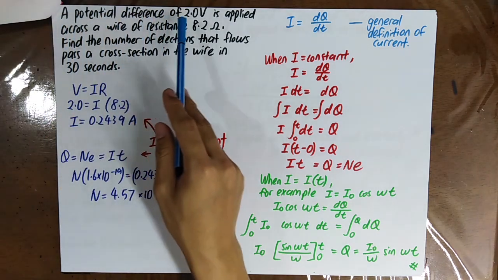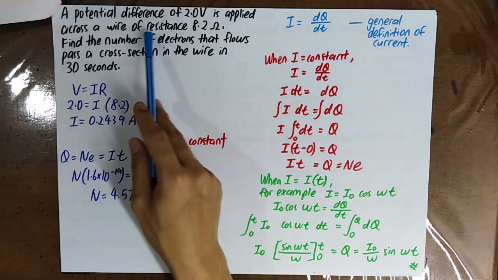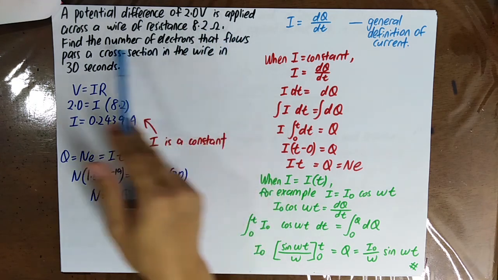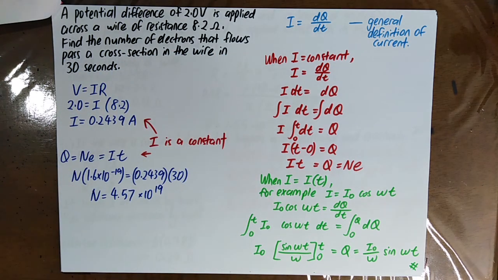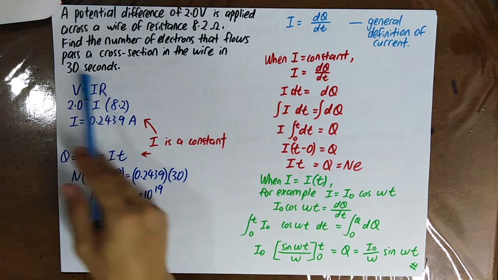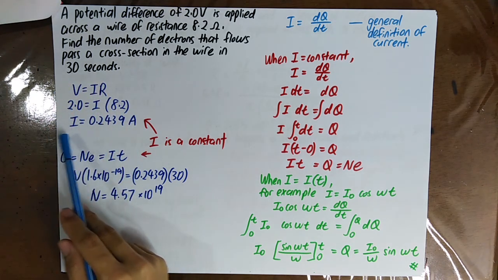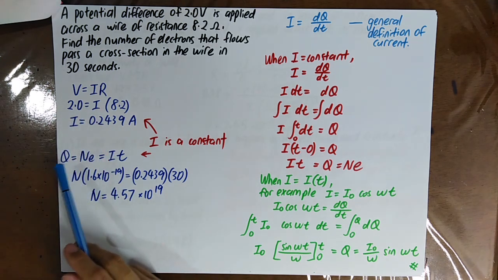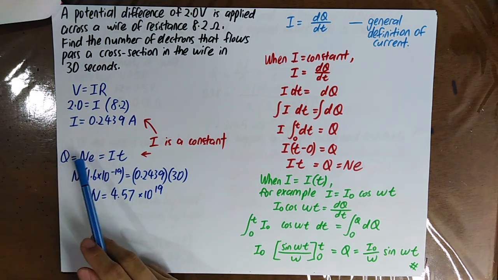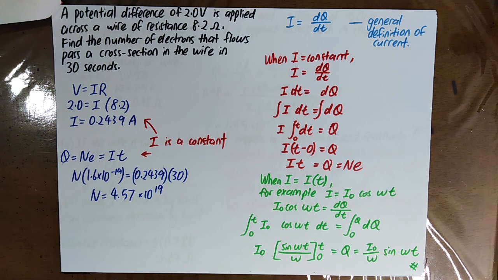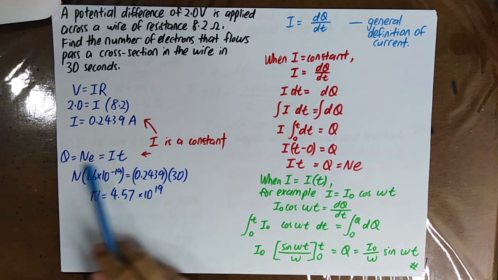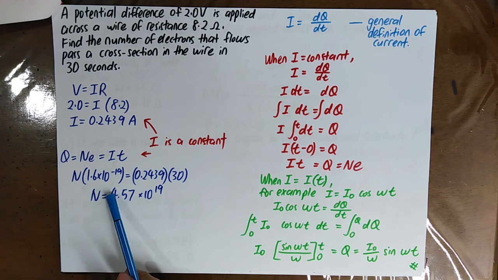A potential difference of 2 volt is applied across a wire of resistance 8.2 ohm. Find the number of electrons that flows through a cross-sectional area in the wire in 30 seconds. V equal to IR. By using Ohm's law, you can get the value for I. And then you know that the total amount of charge is equal to N times E, which is also equal to I times T. Okay? Then you substitute for the value, then you can get how many numbers of electrons that flow through the wire.